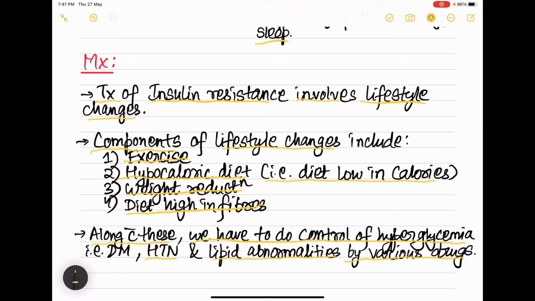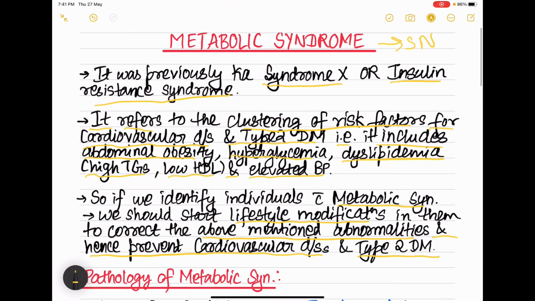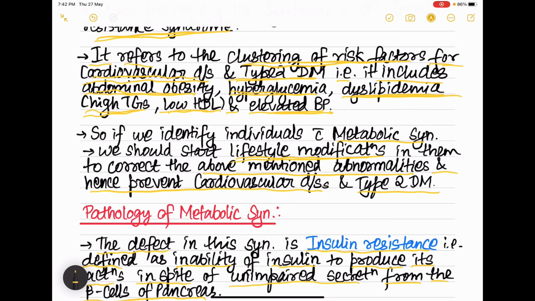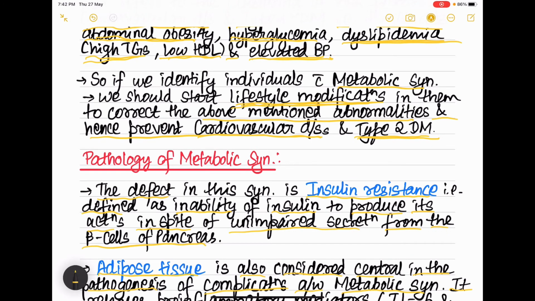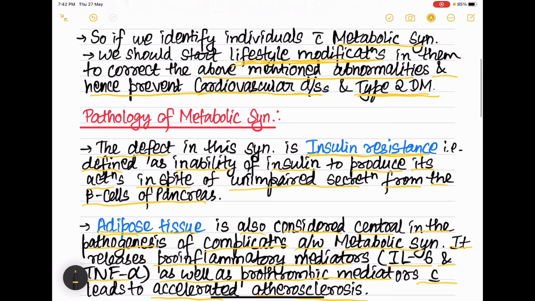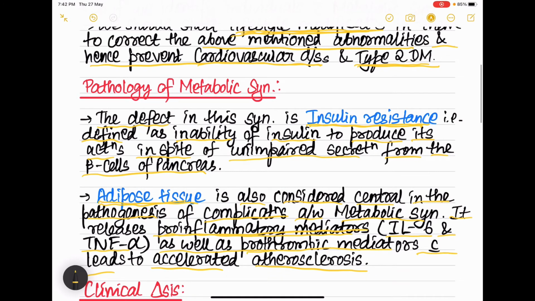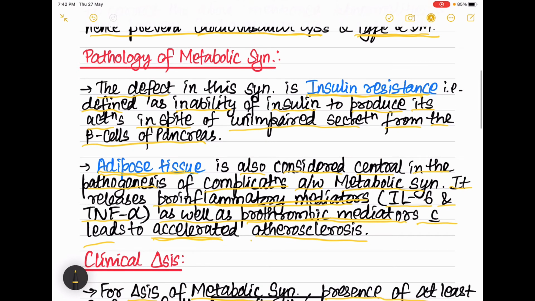Now let's revise metabolic syndrome once again. So metabolic syndrome is basically a clustering of risk factors for cardiovascular disease and type 2 diabetes mellitus, that is it includes abdominal obesity, hyperglycemia, dyslipidemia, that is low high density lipoprotein levels and high triglyceride levels, and elevated blood pressure. It was earlier known as syndrome X or insulin resistance syndrome. And in metabolic syndrome, if we are doing proper lifestyle modifications, then we can prevent cardiovascular diseases and type 2 diabetes mellitus in these individuals. Coming to the pathogenesis, the main point is insulin resistance, and along with that, adipose tissue releases pro-inflammatory mediators and pro-thrombotic mediators, which leads to accelerated atherosclerosis. So these are the 2 important points in the pathology of metabolic syndrome.